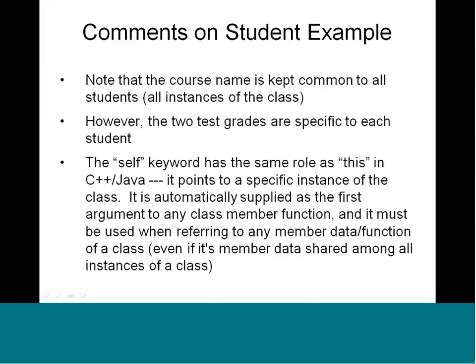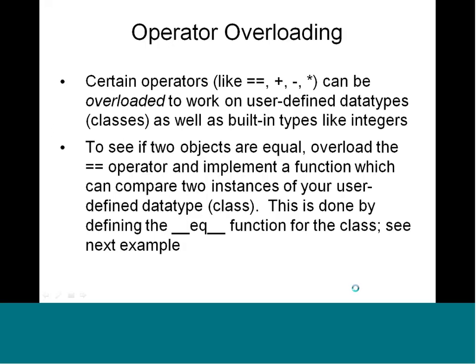The self keyword has the same role as this in C++ or Java. It points to a specific instance of that class. It is automatically supplied as the first argument to any class member function, and it must be used when referring to any member data or function of a particular class, even if it is member data shared among all the instances of the class.